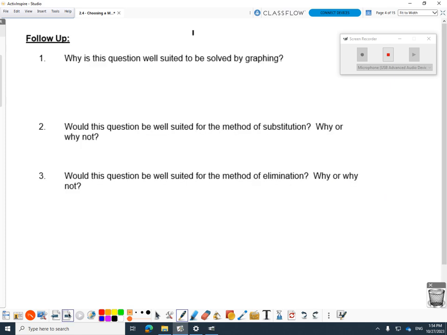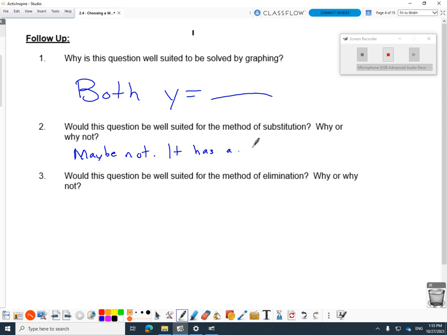Same question as the last one. Why is this question well suited for graphing? I'm even going to shorten it down. Both are y equals. If they're y equals, graphing should go pretty fast. Why don't I like this one for substitution? What is it about this question where substitution might not be the greatest? They're both y equals, but what's the problem? Maybe not substitution. It has a fraction. And for us, when it has a fraction, we're going to like graphing a lot better.